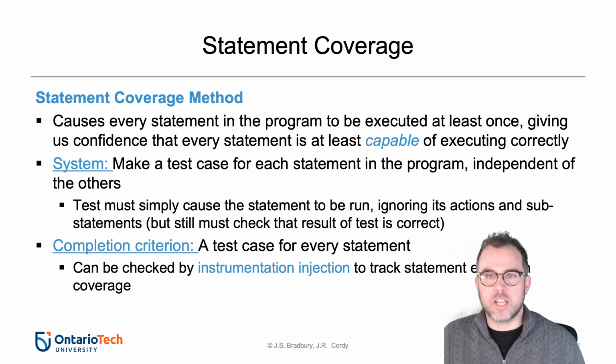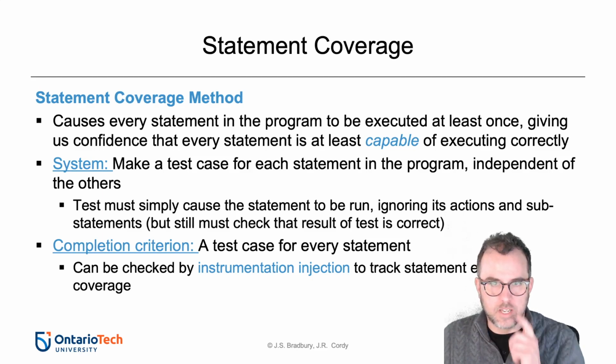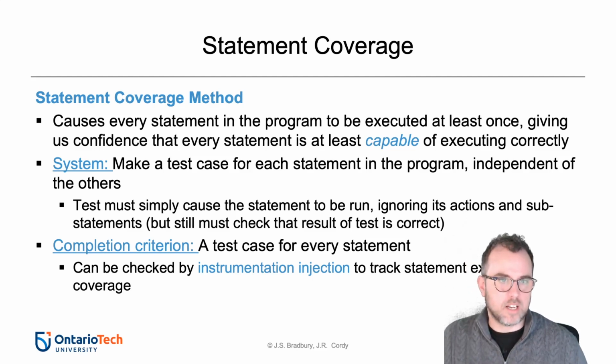So when we're talking about statement coverage, what we're really saying is that we want to make sure that our tests cause every statement in the program to execute at least once, which gives us confidence that every statement is at least capable of being executed correctly. Okay? The system for creating tests when you do statement coverage is, for every statement in the program, independent of all the others, you write a test case which will cause it to execute. And use the same principles we talked about before: simple values. If one makes sense, use one. Don't use 1,682, that kind of thing. And then the completion criterion is when we have a test case for every statement. We check this by using instrumentation injection, so that's how we ensure our completion criterion is met automatically.